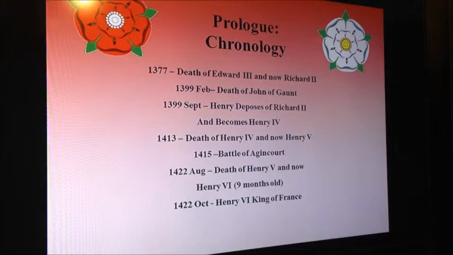Now, a brief chronology from our prologue of what has happened till now: in 1377, Edward III dies and Richard II becomes king. In February 1399, John of Gaunt dies and Henry Bolingbroke is dispossessed, is disinherited. So in September of the same year, Henry comes back to England and deposes Richard II and becomes Henry IV. In 1413, Henry IV dies and Henry V is now king, and 2 years later the Battle of Agincourt occurs.